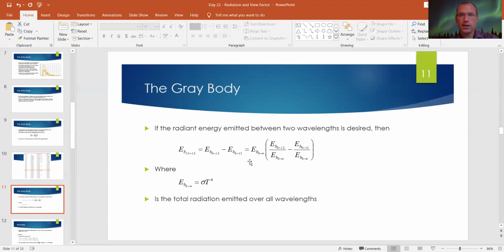The easy way to calculate this is to take EB from 0 to infinity. EB from 0 to infinity is the total energy emitted. Total energy emitted is sigma T to the fourth. Generally I know what the temperature is, and sigma is just a constant, so I know that value. And then these fractions, again, look a bit complicated, but this is just that F value from the table for my higher wavelength. This is just the F value for the lower wavelength. So just find those two numbers, subtract them, multiply by sigma T to the fourth, and there's my total energy between those two wavelengths.